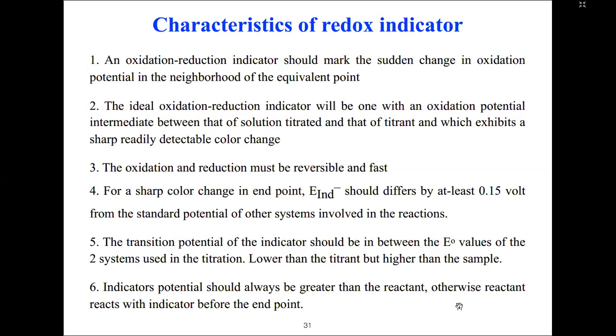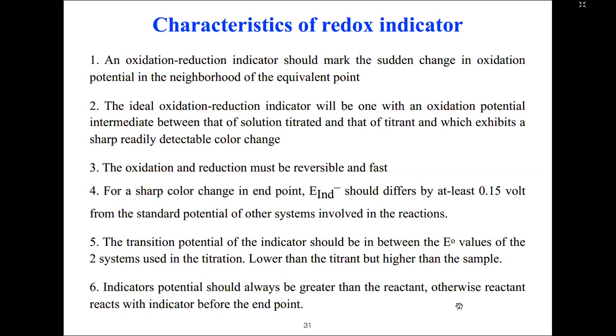For example, if the equivalence point is 1 volt, then the color change of the indicator must also be within that 1 volt. That's how you choose your redox indicator. The ideal oxidation-reduction indicator will be one with an oxidation potential intermediate between that of the solution titrated and that of the titrant, and which exhibits a sharp, readily detectable color change. That means the reduction potential of the redox indicator should be in between the reduction potentials of the two reagents.